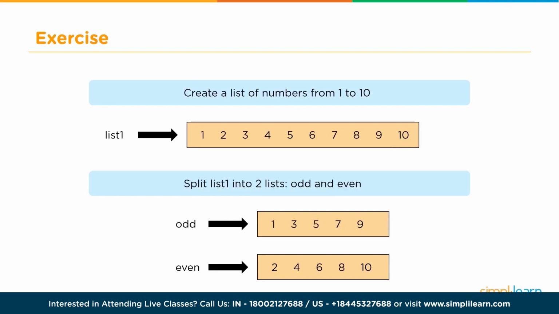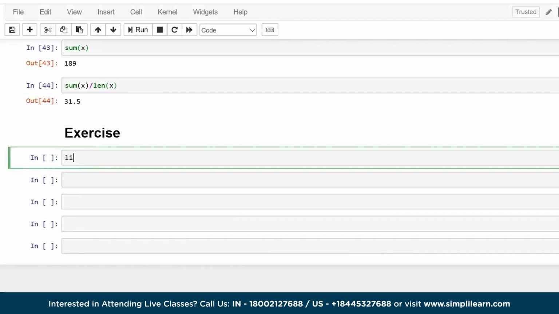So now let's move on to a Jupyter notebook and see how this is done. So let's first create our list1, which will contain all the elements from 1 to 10. Now you can use the traditional method and enter all your numbers from 1 to 10 within these square braces separated by commas. Or we look at a simpler way of doing this.